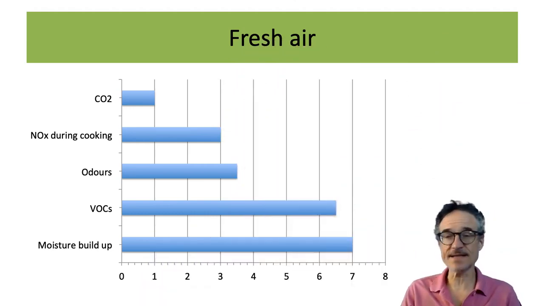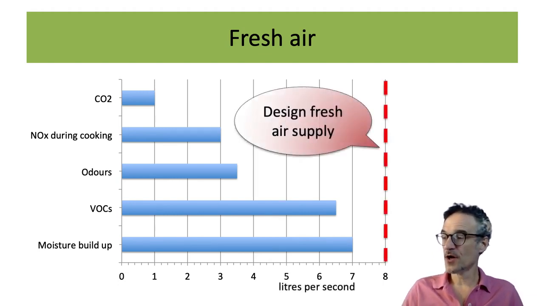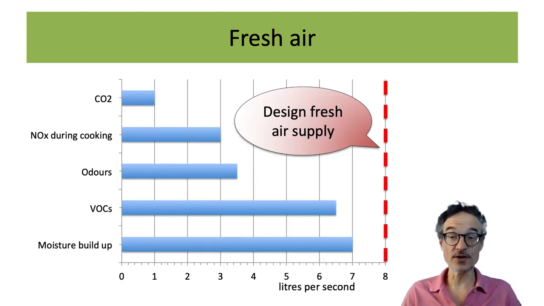But in this list, the number one need for ventilation is moisture. So we need to think about moisture. And these numbers are in litres per second. And the design for a home, we should try to design 8 litres per second per person.